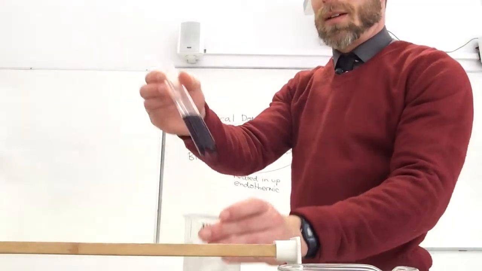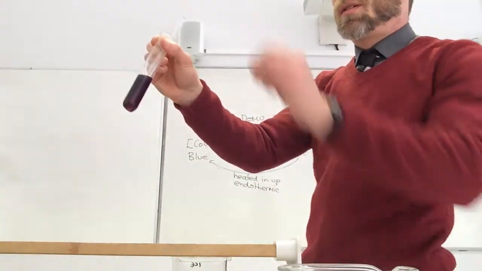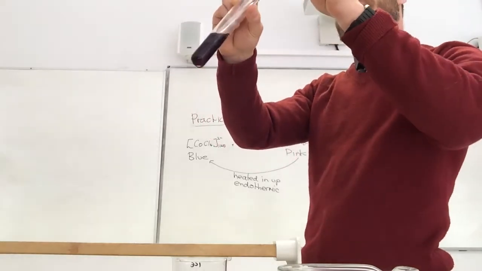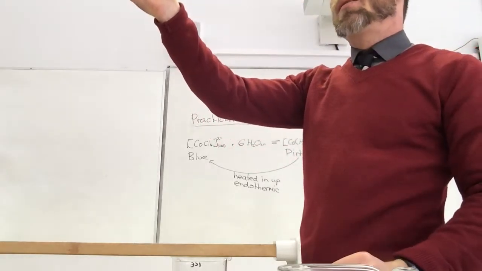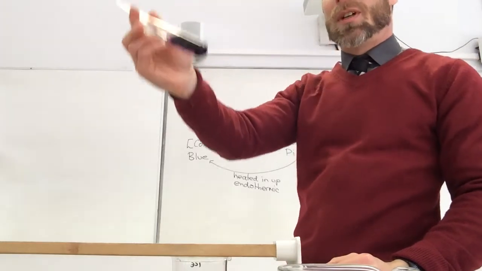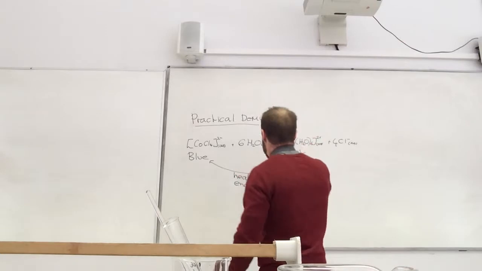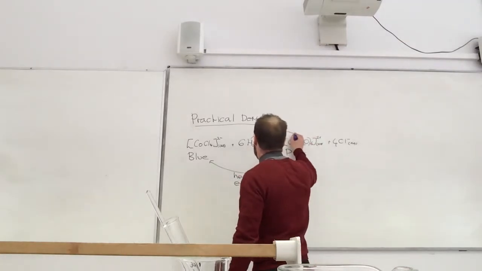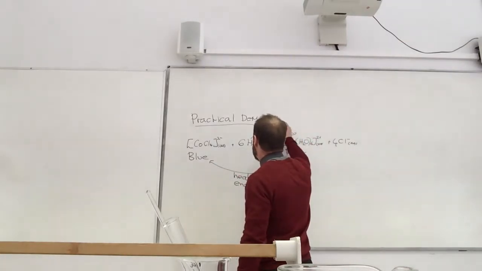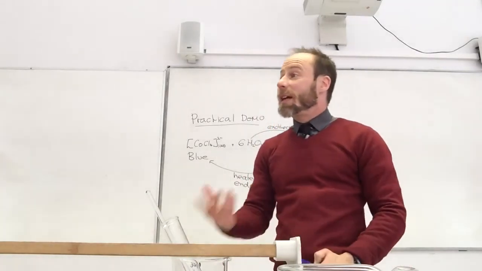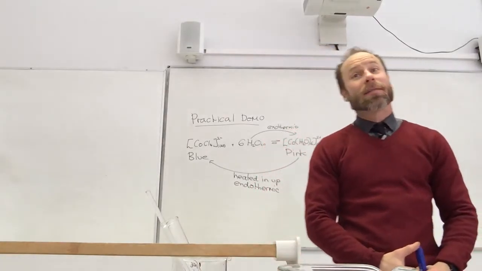Has he gone pink? Can you see that's definitely pink colour? Yeah, happy. That is a pink colour. Yeah, okay, cool. So he has gone in here. So this direction is therefore the exothermic direction because I cooled it down and he went pink. So that's the way you can tell which way is exo and which way is endothermic.